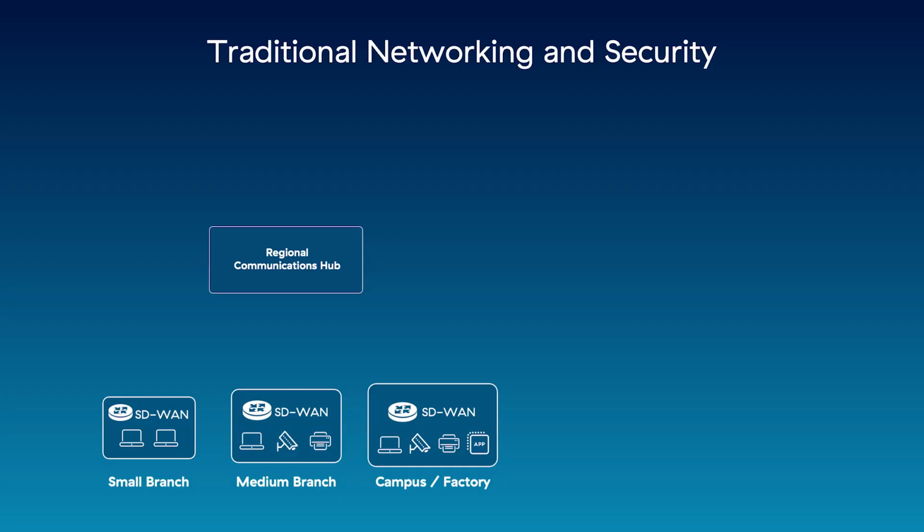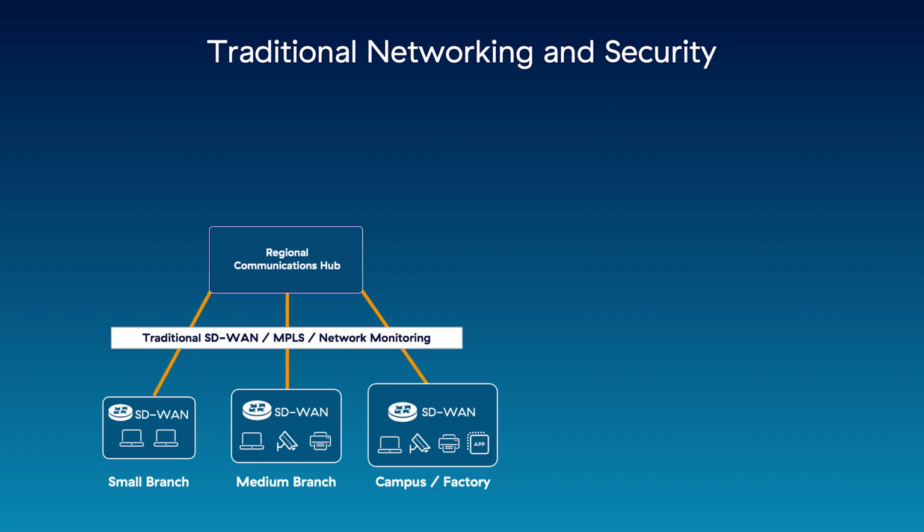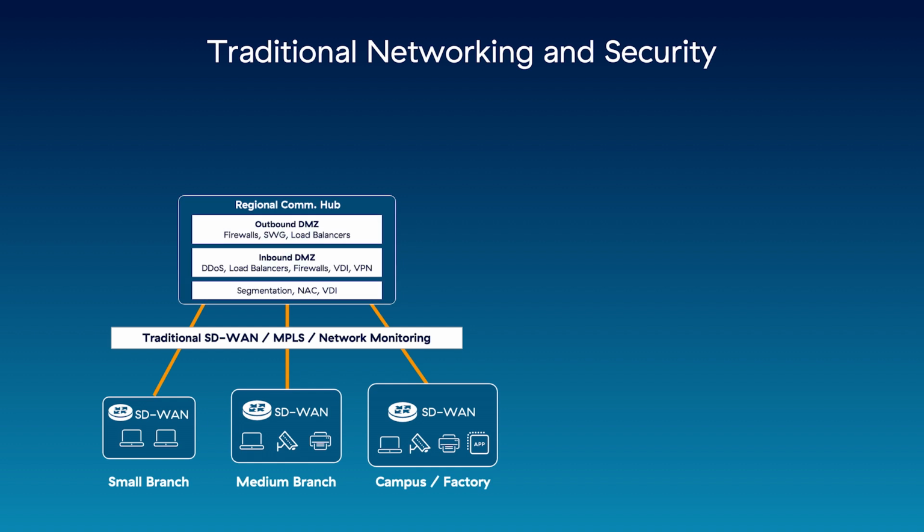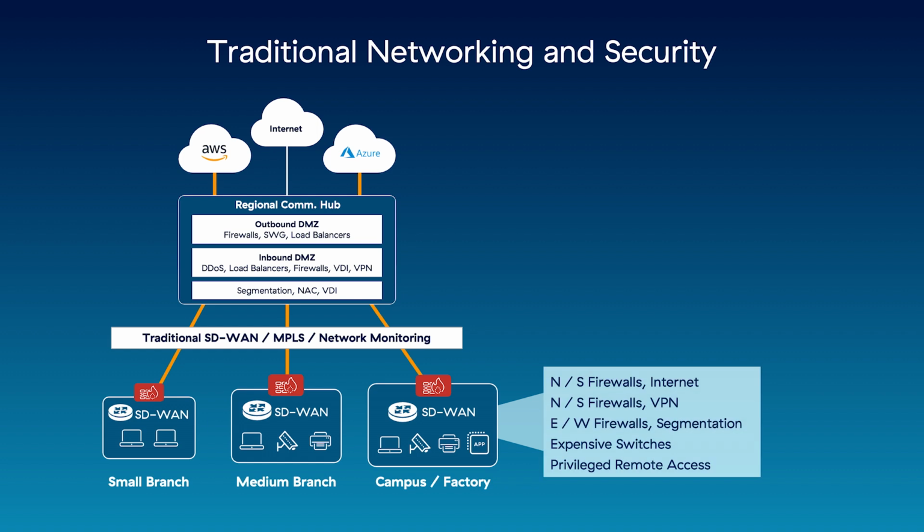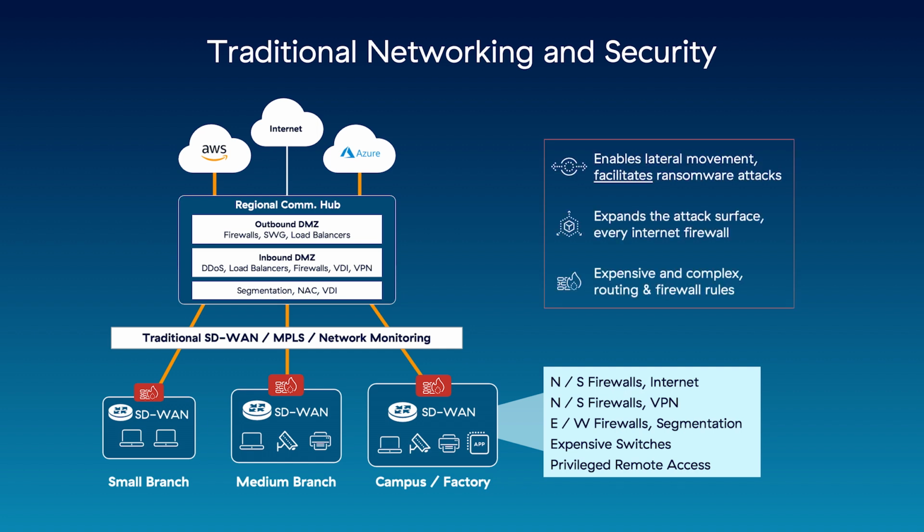First, let's start with how traditional network and security works for the branches. You got a bunch of branches. There may be small branches, maybe medium branches, maybe larger ones like campus and the like. They connect to your data center, or they connect to your regional hub, which is really like a DMZ with a bunch of firewalls, a bunch of VPNs, all these routers, switches, load balancers, and the like. And then you connect to the cloud. In this model, you got a bunch of firewalls, north, south, east, west firewalls. You got expensive switches. You got network access control, a bunch of those devices. This creates lateral threat movement. This creates cost and complexity.